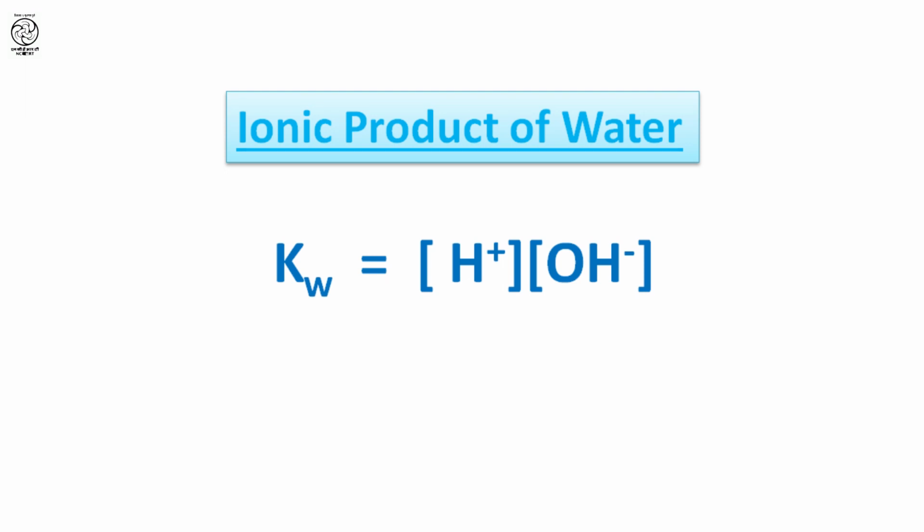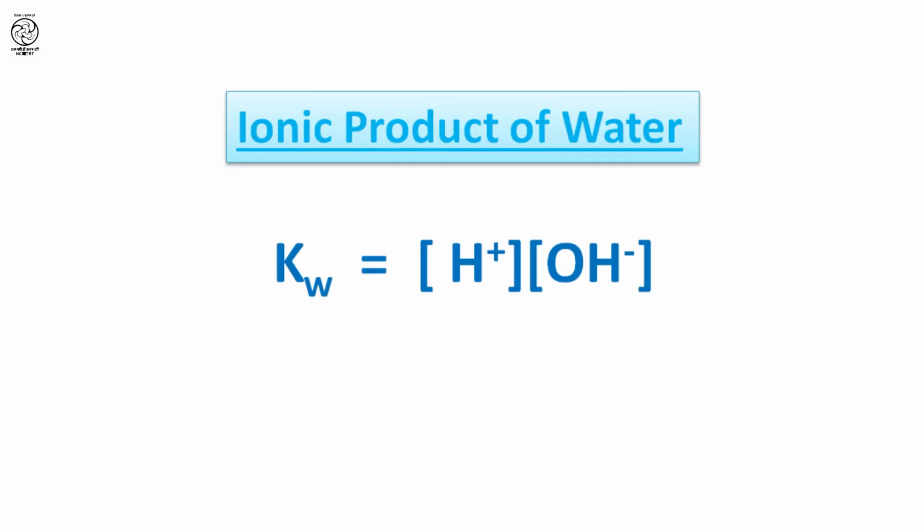The product of the concentration of H positive and OH negative ions is expressed as the ionic product of water, and its symbol is Kw. If you see on the computer screen, Kw is equal to H positive ion concentration times OH negative ion concentration. H positive ions are written in square brackets, and square brackets simply indicate concentration. That means the concentration of H positive ions, and likewise the OH negative ion concentration, because OH negative ions are also in square brackets.